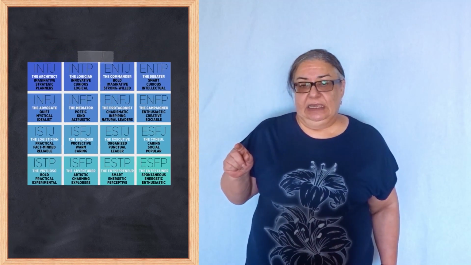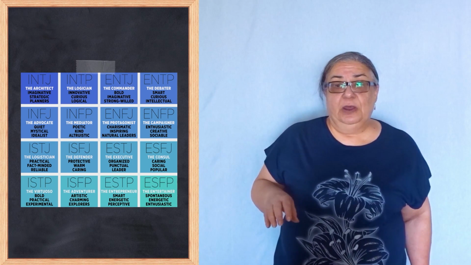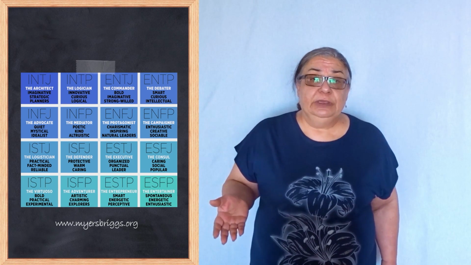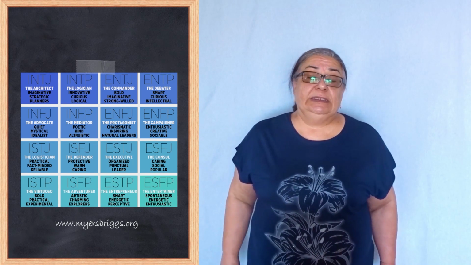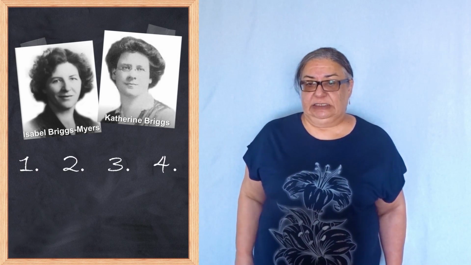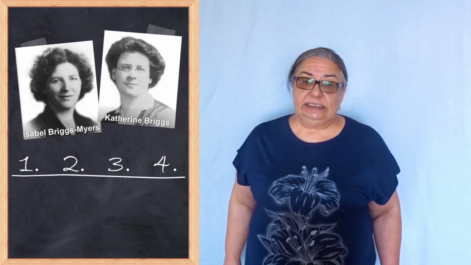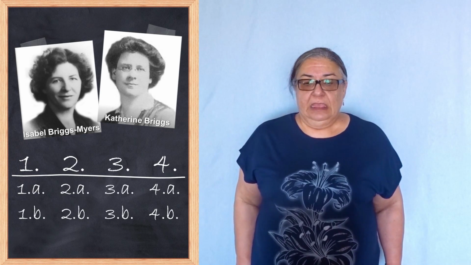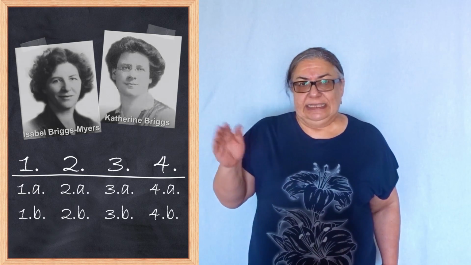A brief study of this indicator is given here, and this is taken from this website. You can see here. If you want to get further information, you can visit this website and read more detailed information there. Myers and Briggs identified four aspects for their indicators, each having two categories related to them. Now let's go through these one by one.